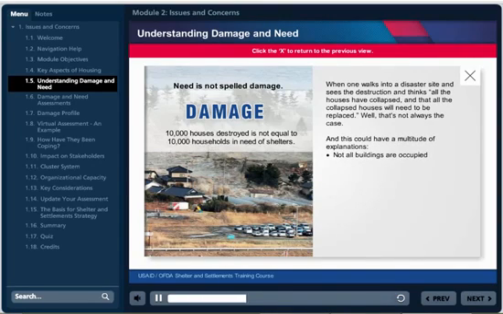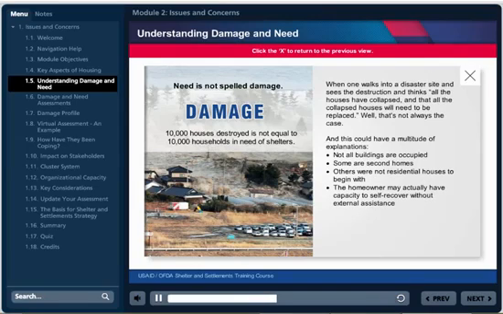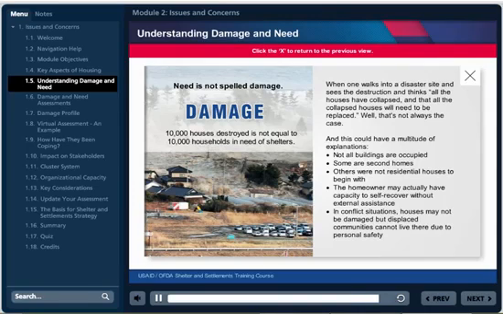Not all buildings are occupied. Some are second homes. Others were not residential houses to begin with. Or the homeowner actually has capacity to self-recover without external assistance. In conflict situations, houses may not be damaged, but displaced communities cannot live there due to personal safety. During the emergency shelter phase, it is also vital to take into account that some families have other means to seek out alternative shelter arrangements, whether with friends and family, through short-term renting, or in community collective centers. So it is important to remind ourselves that damage does not automatically equal need.